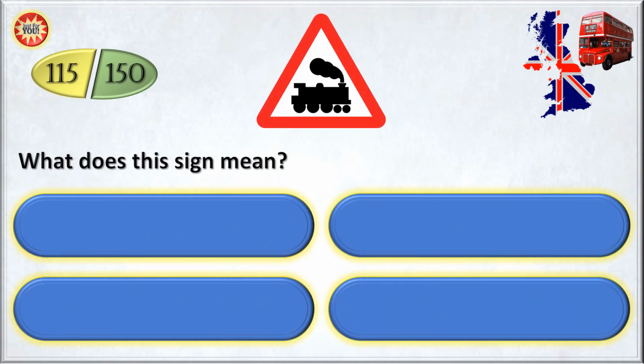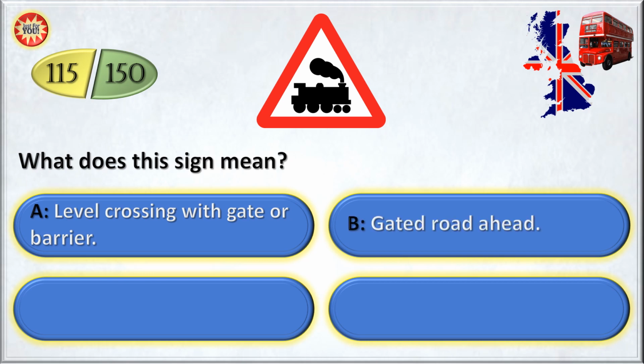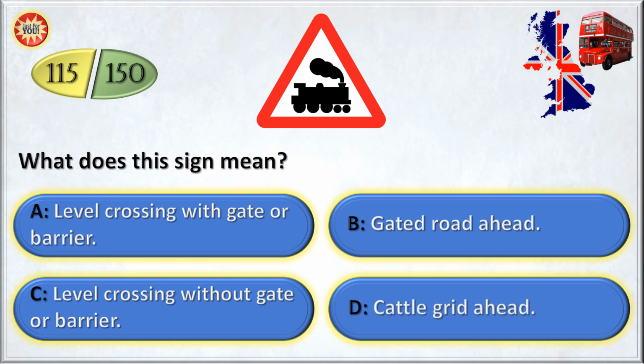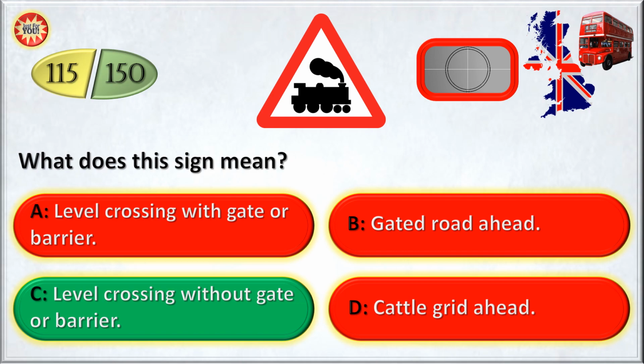What does this sign mean? Level crossing with gate or barrier. Gated road ahead. Level crossing without gate or barrier. Cattle grid ahead. Level crossing without gate or barrier.